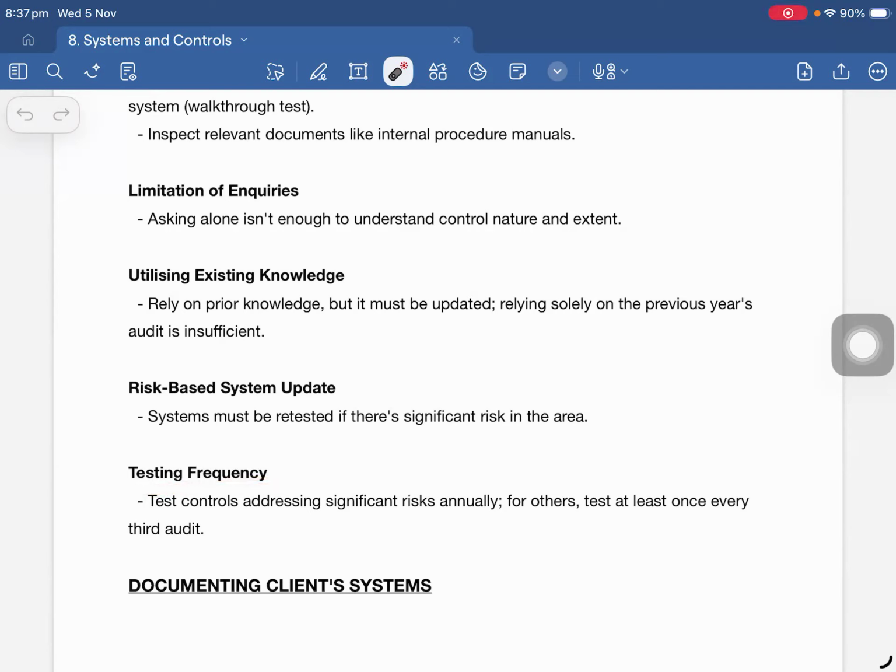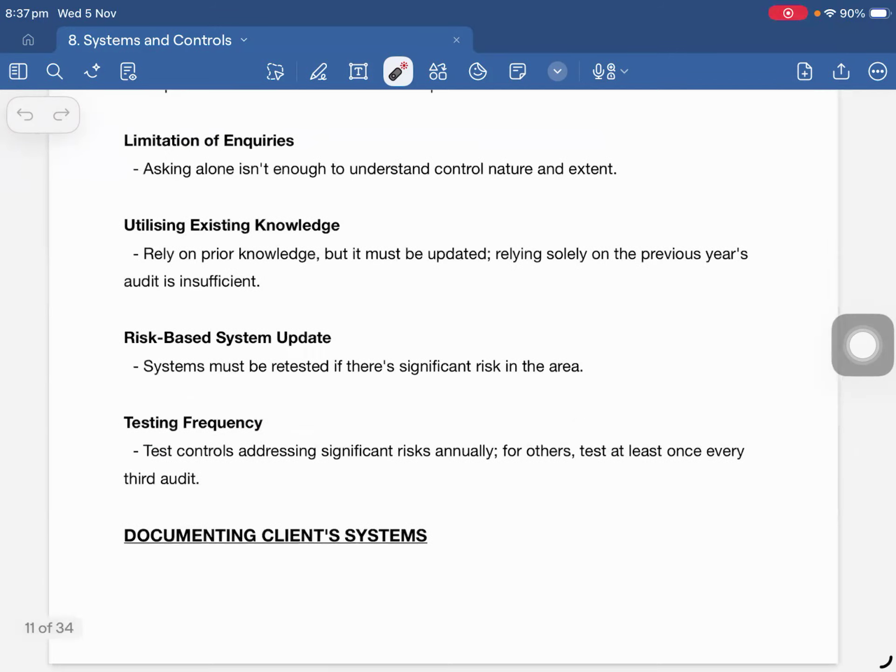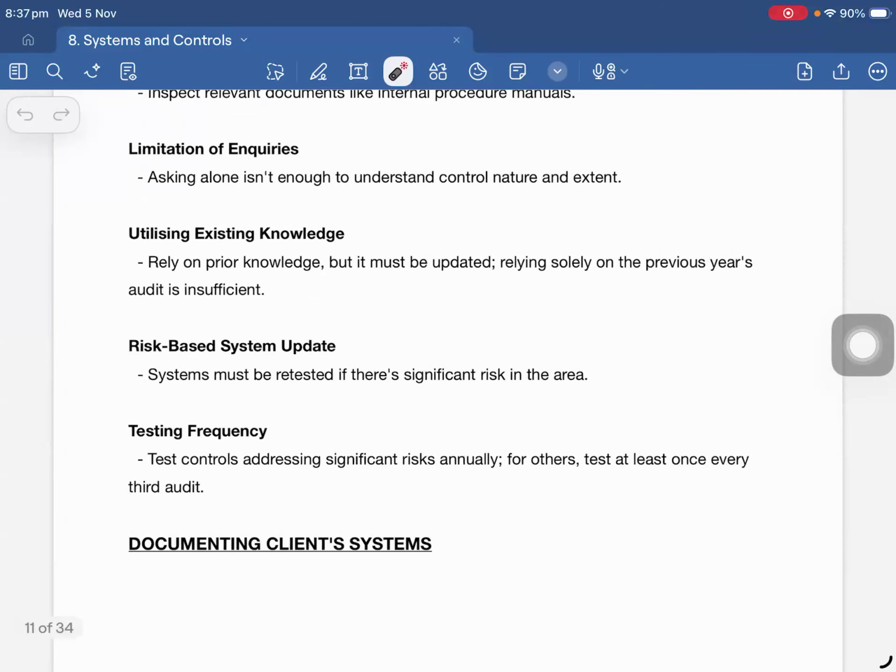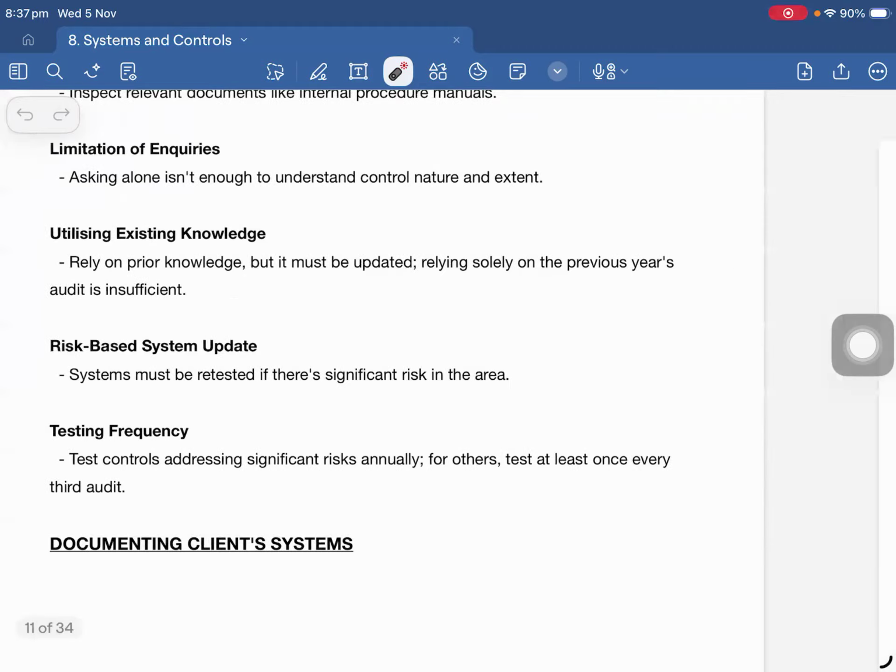Now, next is testing frequency. So you're going to test your client's internal controls annually, at least, or at least once in every third audit. Clear? Okay. And basically, it's normally done on interims.